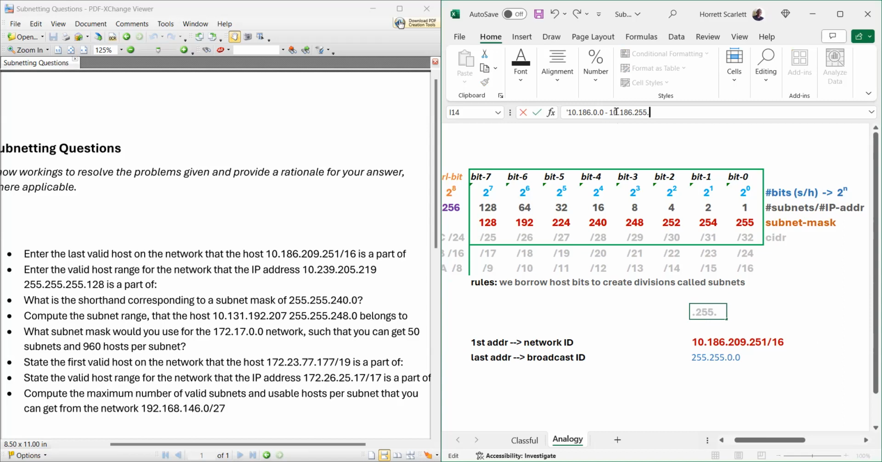Sir, what we can do is we can write the binary. Well, you could write the binary, but why give yourself more work? So I'm just asking, what is the last IP address in this entire range? What will be the very, very last thing we find?